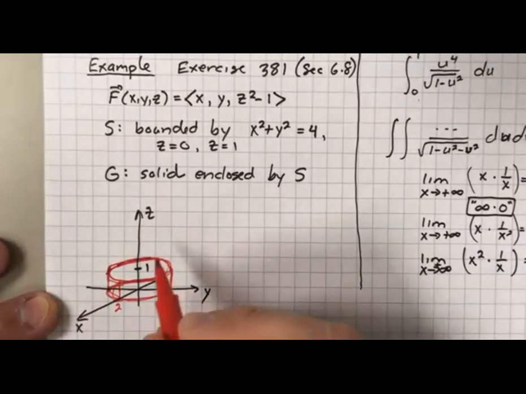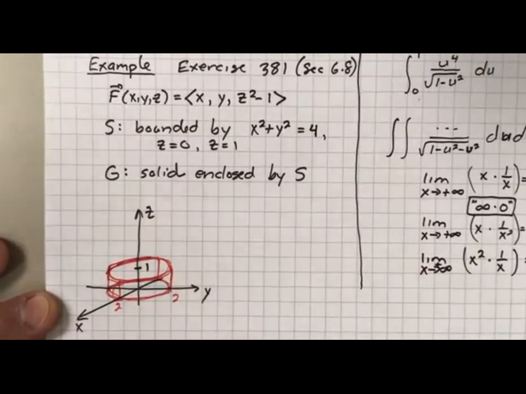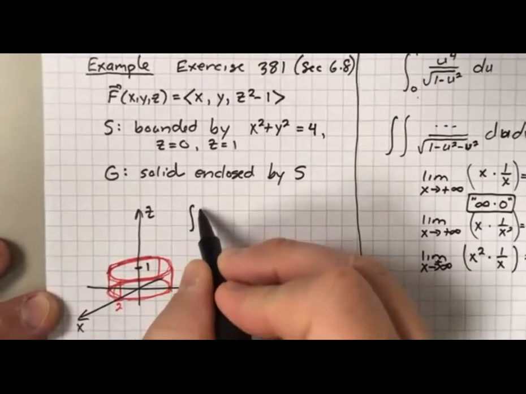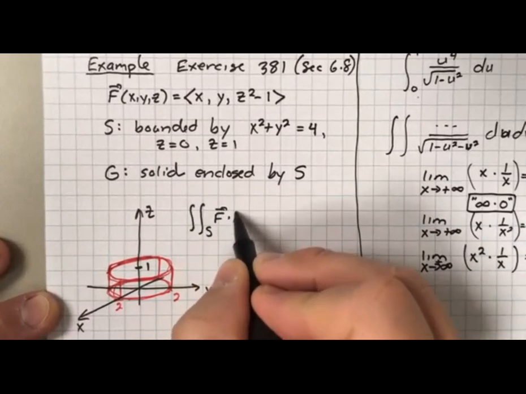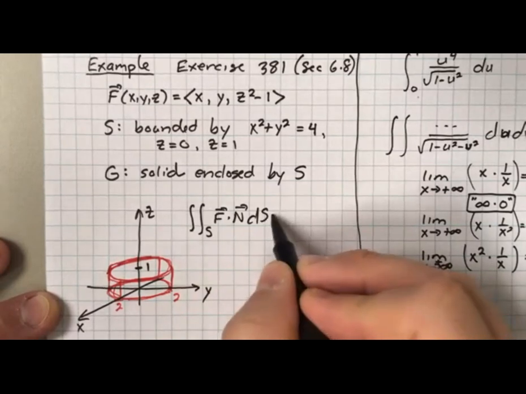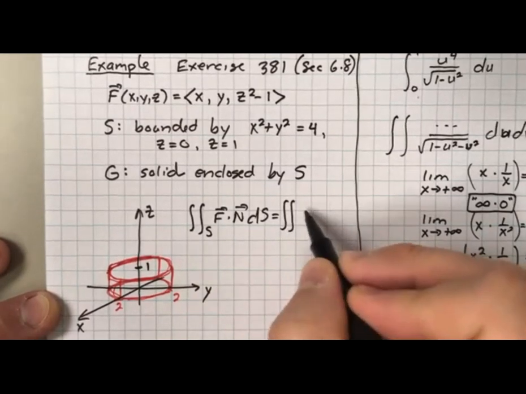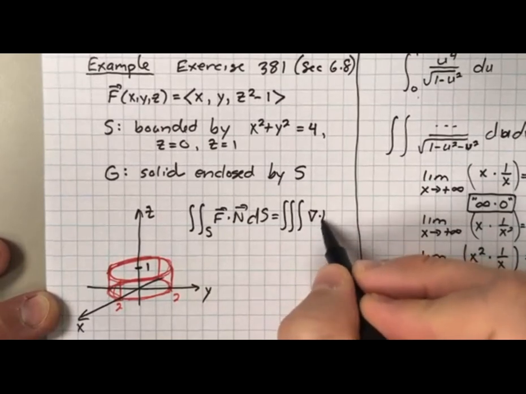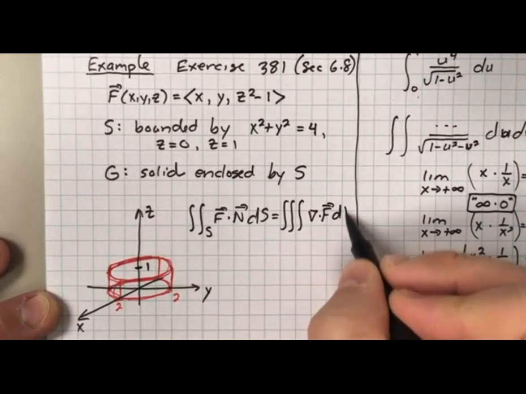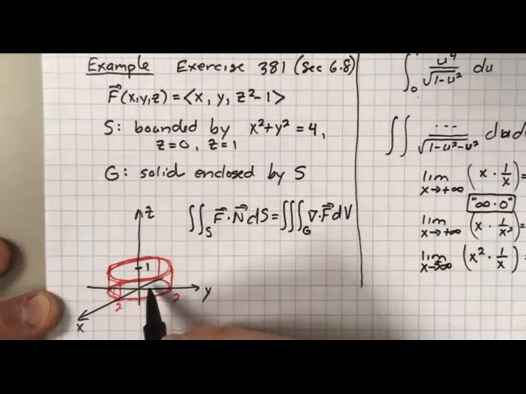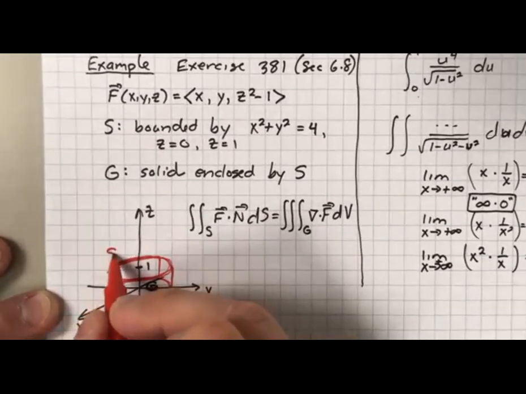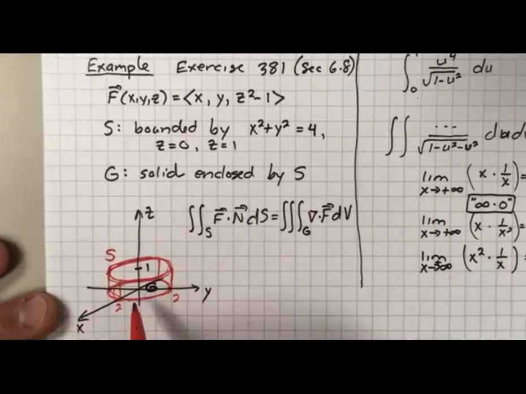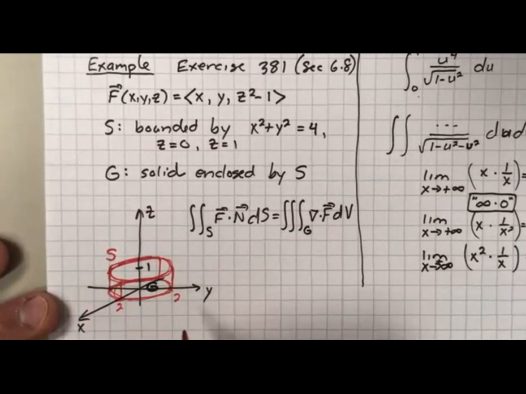Okay, so we see right away, let's write down Gauss's theorem. I can calculate the flux of this field through S, or I can calculate the divergence of this field throughout the volume of the potato G. So it's hard for me to make this notation, but G is the inside of this little wheel and S is the surface. Already I've formed an opinion about which is easier to do.